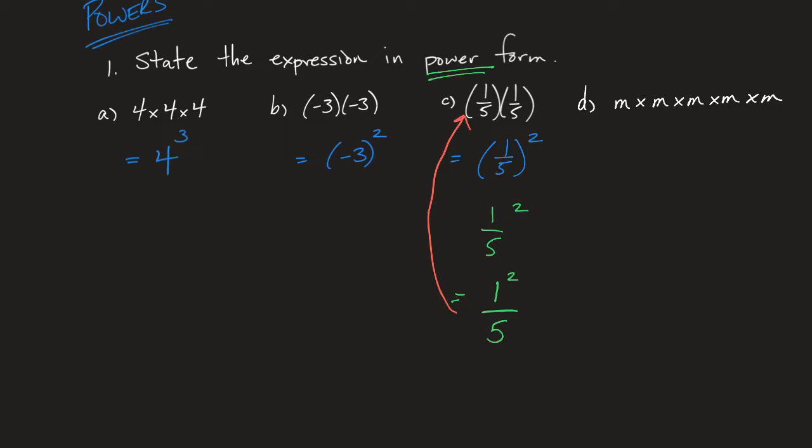Then take a look at D. M shows up a repeated number of times. How many times? Exponent 5. So there's m to the 5th. All of those blues represent your power form. Hopefully things went well. Let's take a look at the next problem.